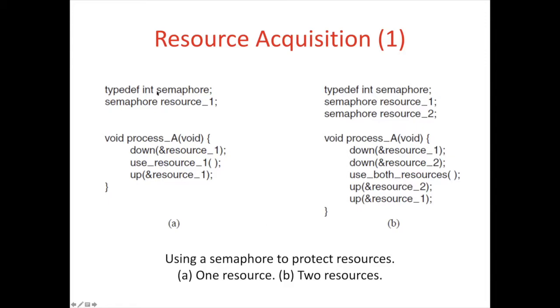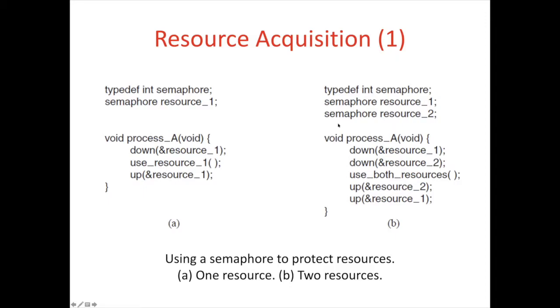The first semaphore type is defined, then the integer semaphore resource one is defined here, and the code is as follows. Void, there is no return value from the process. The name of the process is process A. There is no parameter. Down on the semaphore resource one. Here the address is sent. Use resource one, and then up resource 1. First request the resource, when you get it, use it, and then release it.